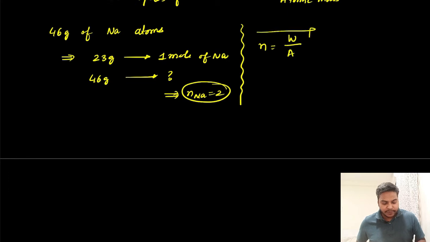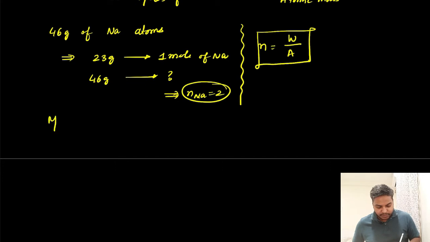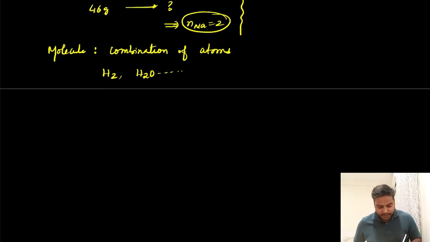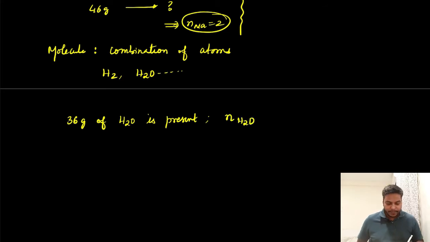Okay. Now this is for an atom. The same thing can be generalized for a molecule also. Now what is a molecule or a compound here? A molecule is simply a combination of atoms. For instance, H2 is also a molecule, H2O is also a molecule, and so on. Now for instance, if I tell you that 36 grams of H2O is present, then I need to calculate the number of moles of H2O. Then how do I do that?